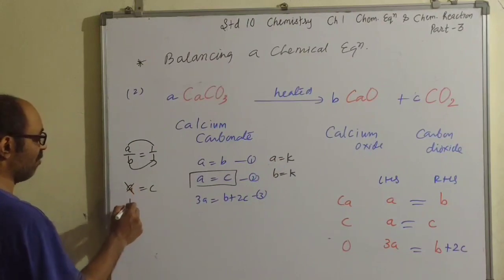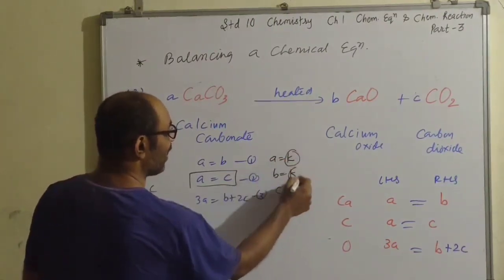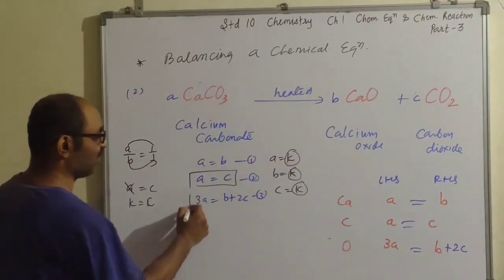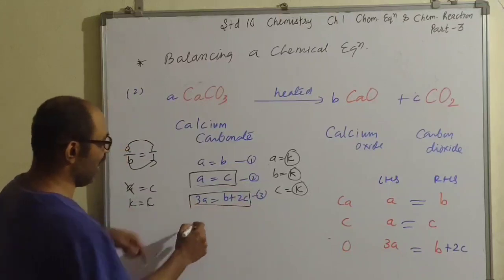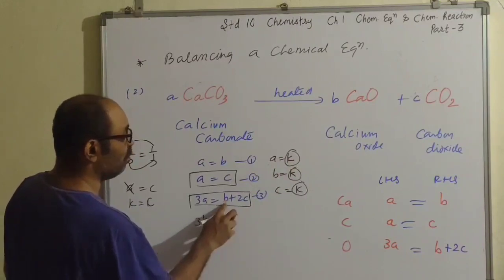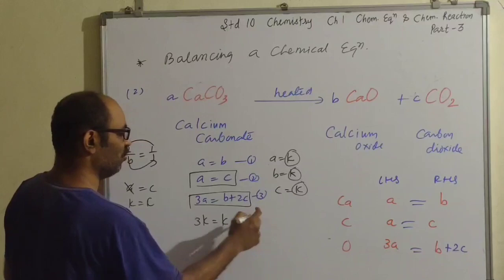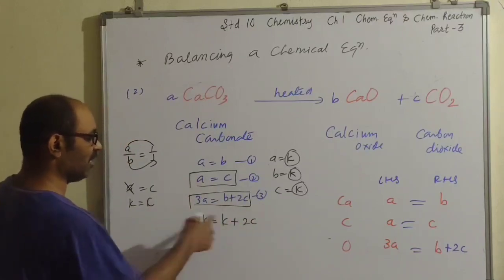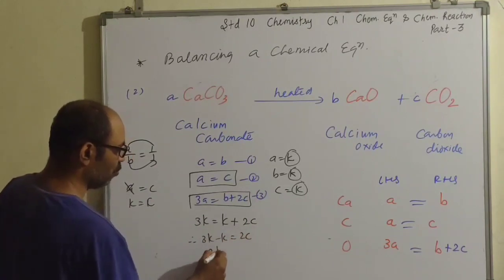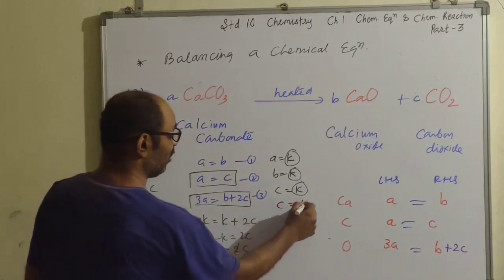So for A I am putting K. So C is equal to K. Well, K you got. Last one you try now. 3A. This is the last equation. 3A. But what is A? K is equal to B. But what is B? K plus 2C. We do not know the value of C. So 3K minus K is equal to 2C. So 2K is equal to 2C. 2 cancels. So C is equal to K.